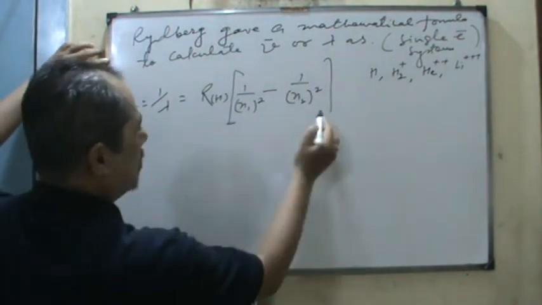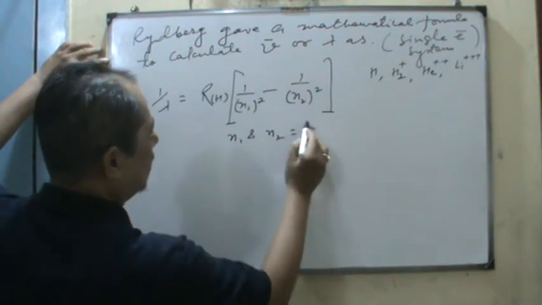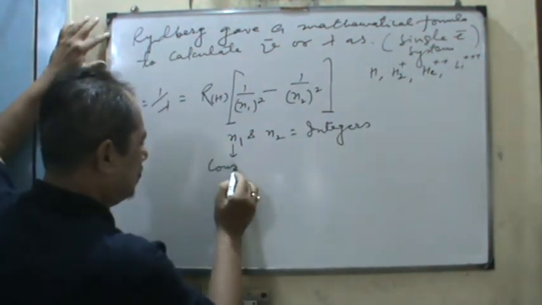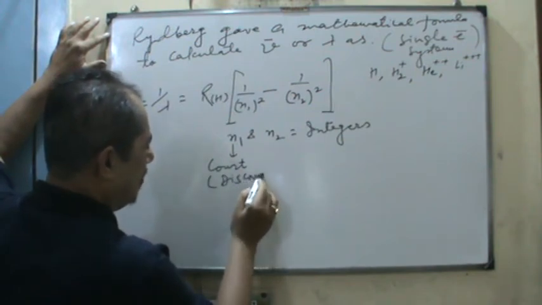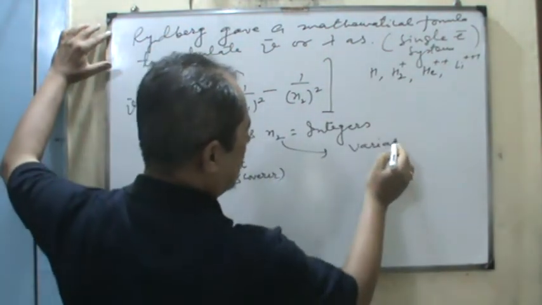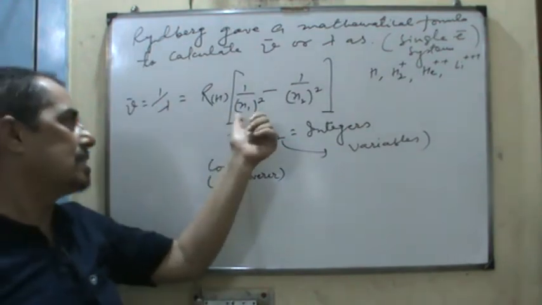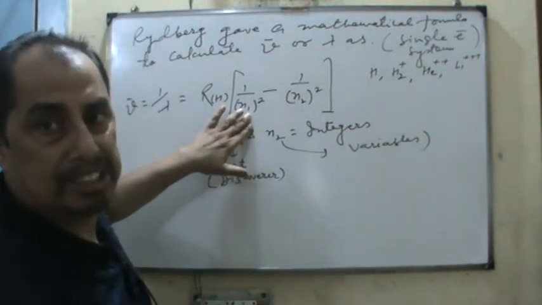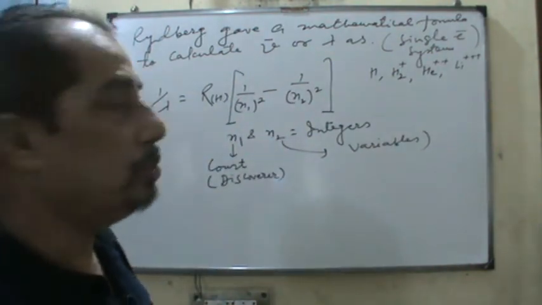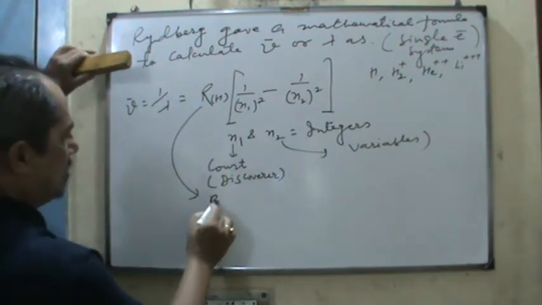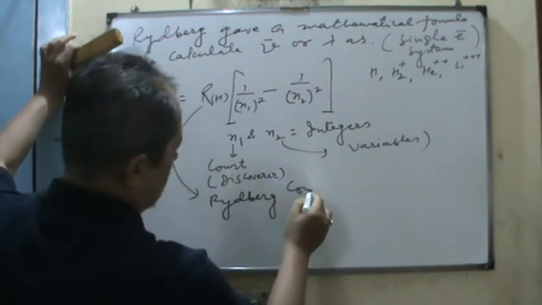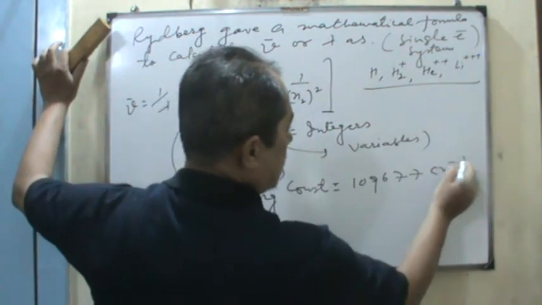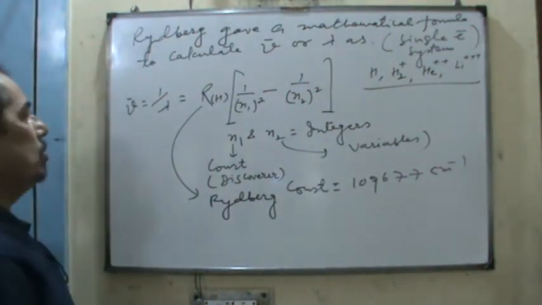See, what is n1 and what is n2? n1 and n2 are integers, and n1 is constant based on the name of the discoverer, or the series, and n2 is the variable. So there are two energy lines, n1 and n2, taken to be integers. n1 is constant for a series, and n2 is the variable, and we take n2 with respect to n1. What is R here? R is the Rydberg constant for hydrogen atom or hydrogen-like particles, and the value is 109,677 centimeter minus 1.